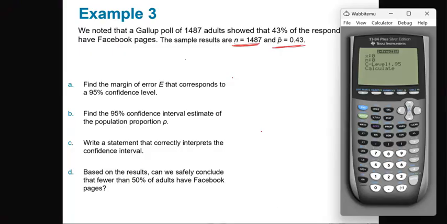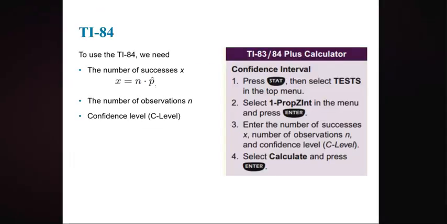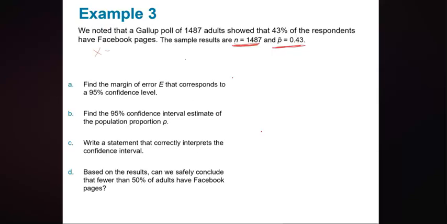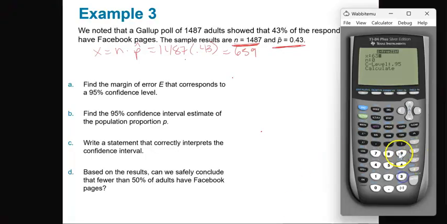So we are going to use our calculator. And again, I'll just show you one more time. So we're going to go to stat, test, one prop z int, and it asks for an x, and you might notice, oh my goodness, we don't have an x. So let's go back here and remember that the number of successes x is n times p-hat. So we need to calculate that first. In this case, we're going to multiply 1487 times 0.43, and we're going to get 639. So that's what's going to go in here, 639.